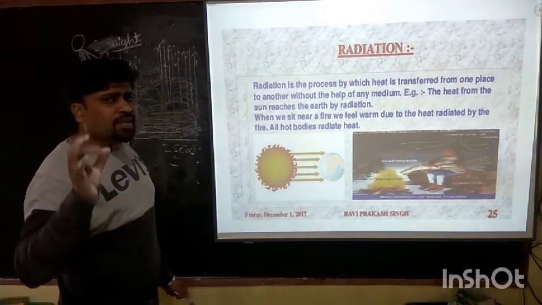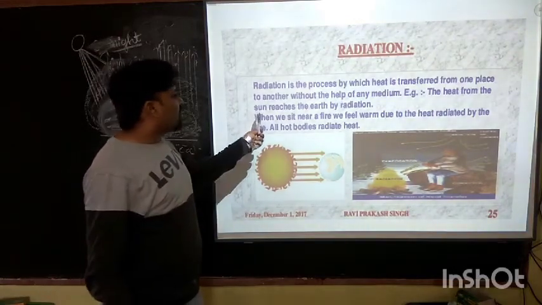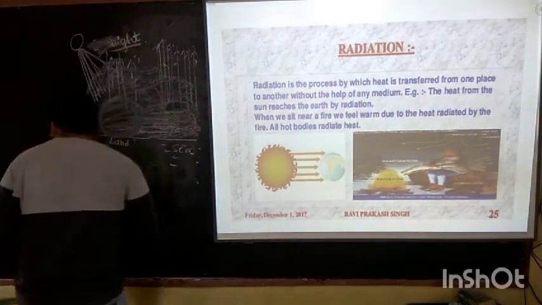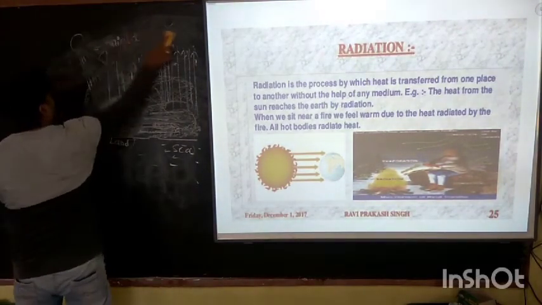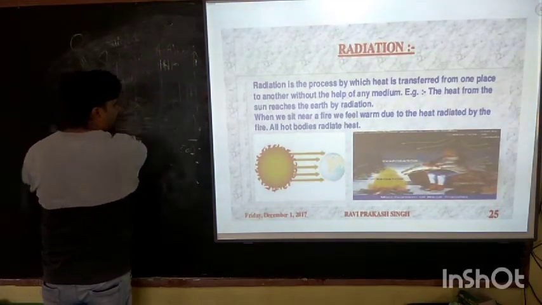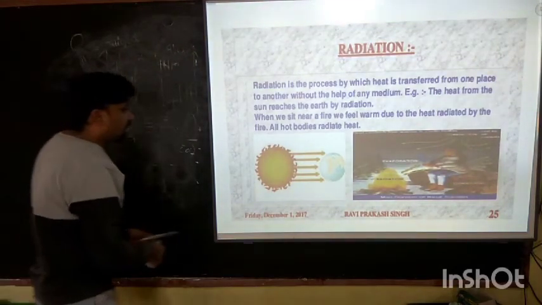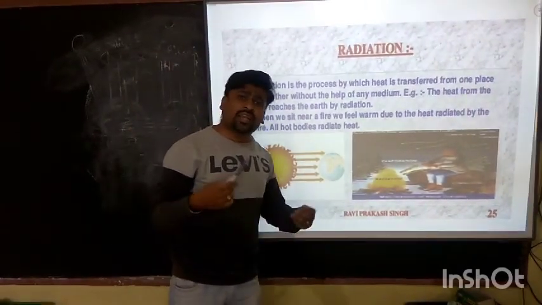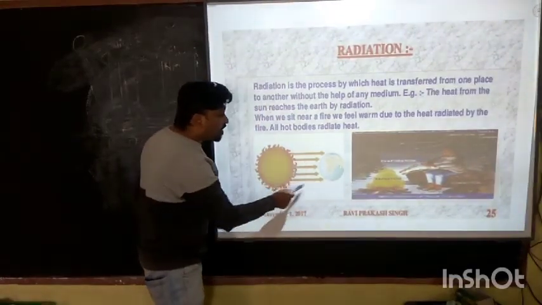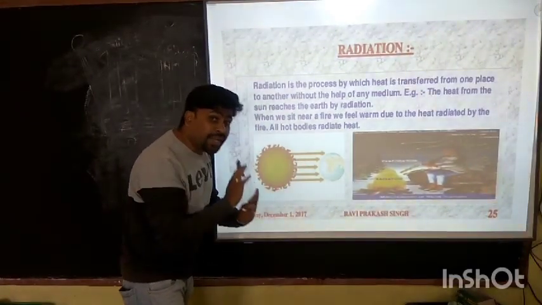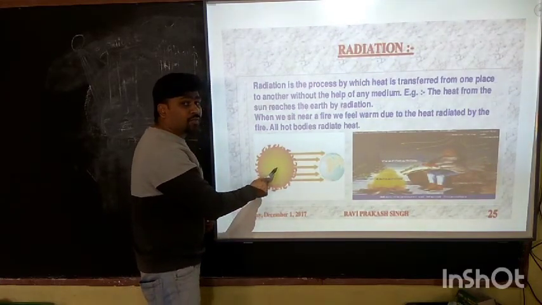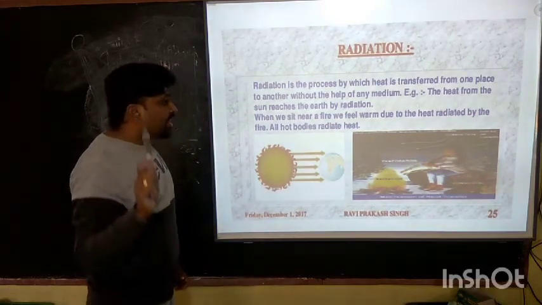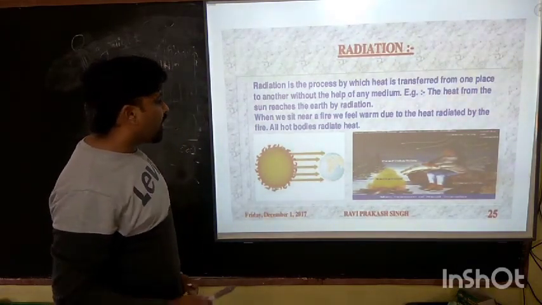A very simple example for radiation is that the sun reaches the earth by radiation. Clear? How? See here, the sun reaches the earth by radiation. Directly from here it reaches the earth. You already know that the earth is completely covered with water and air. Here there is air, but in this place there is no air. That means no medium. Heat is transferred from the sun to the earth without any medium, and we call that radiation.